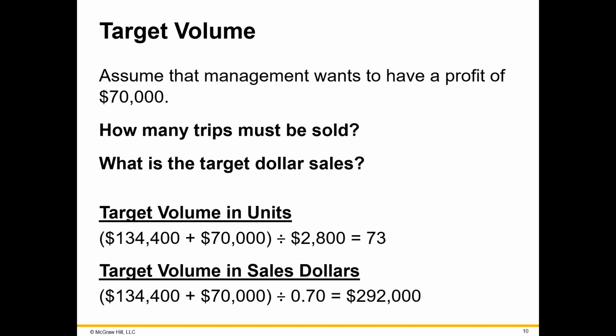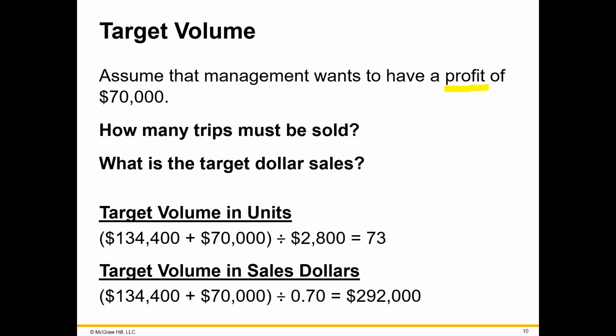Target volume. This is related to target profit. Remember that most businesses are quite expensive to start and to run. Owners often have to put in hundreds of thousands of dollars into a business just to even start it. Sometimes more than that. I think to open a McDonald's cost a minimum of $2 million. And so the owner is going to want to have a minimum level of profit. If you're spending $2 million to open a franchise like a McDonald's, making $5,000 to $10,000 profit in a year is not going to be acceptable.